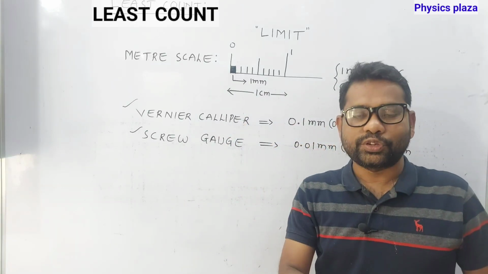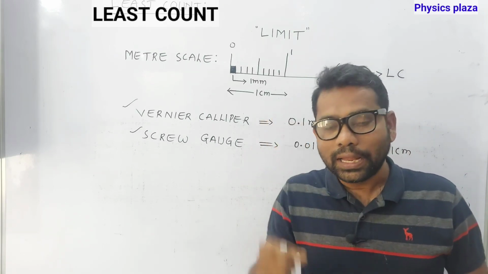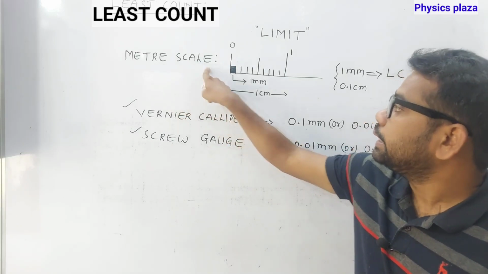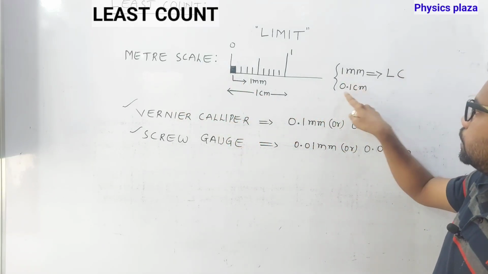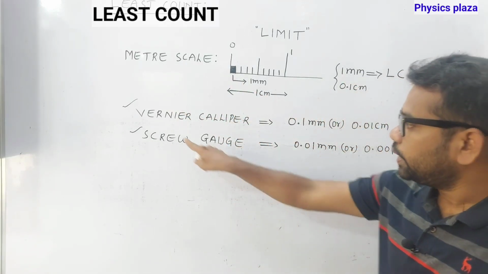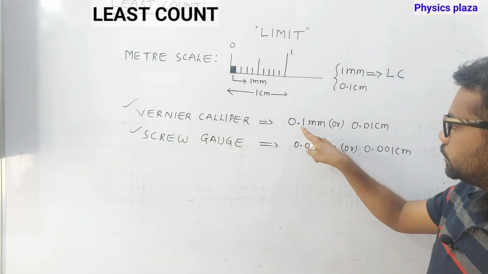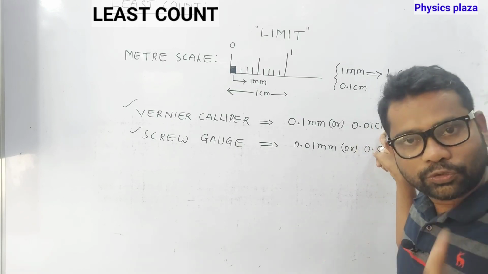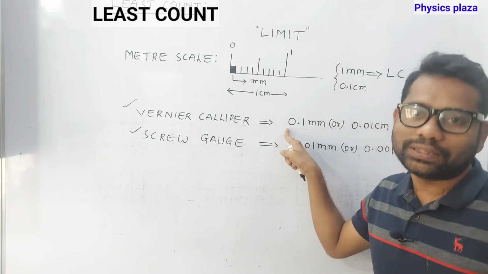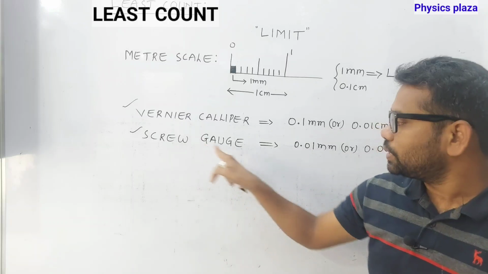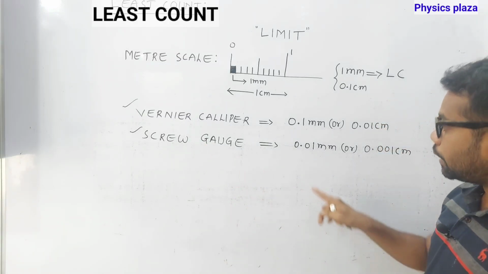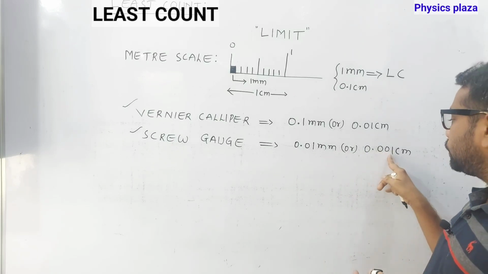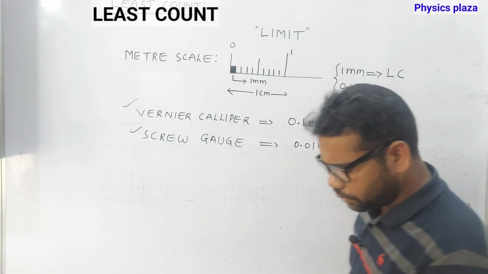From the examination point of view, children, they may ask you to write the least count value. So again, just repeat: the meter scale least count is 1 millimeter or 0.1 centimeter, whereas the vernier calipers least count is 0.1 mm or 0.01 centimeter. No need to worry, we will discuss how we get these values. The screw gauge is used to measure length up to 0.01 mm or 0.001 centimeter.